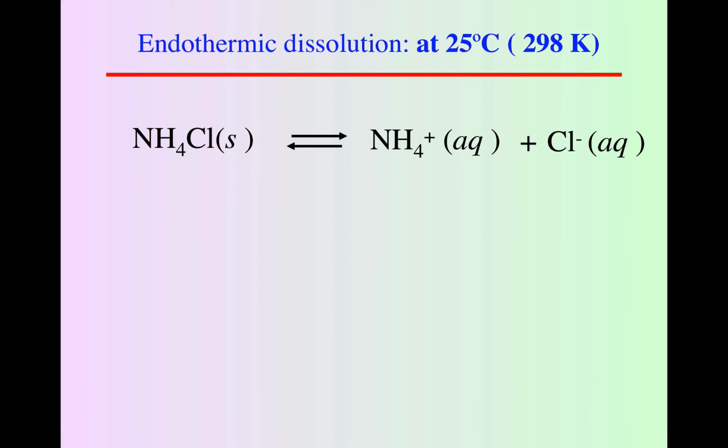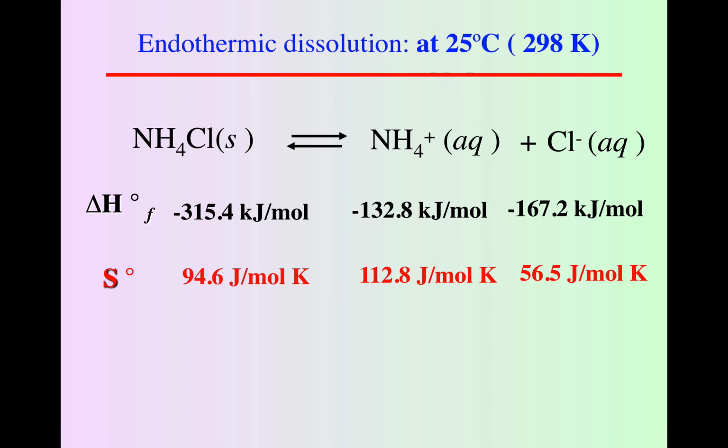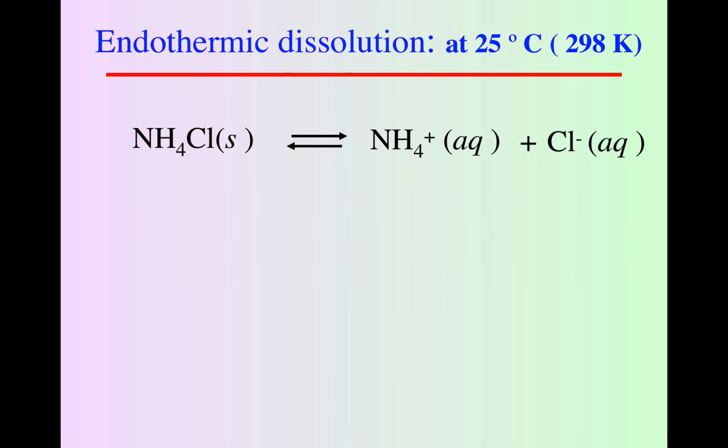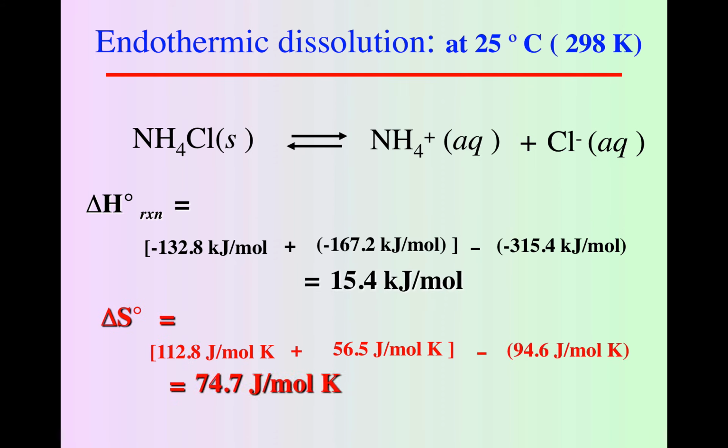All right, so we're sticking with this one. Sorry, a different one: the solubility of ammonium chloride, ammonium chloride solid going into solution. I can look up the delta H formations for the products and reactants, and I can look up the S values for the products and reactants. We're at 25 degrees Celsius, so I know my temperature, so I can plug in. First get the delta H and the S value.